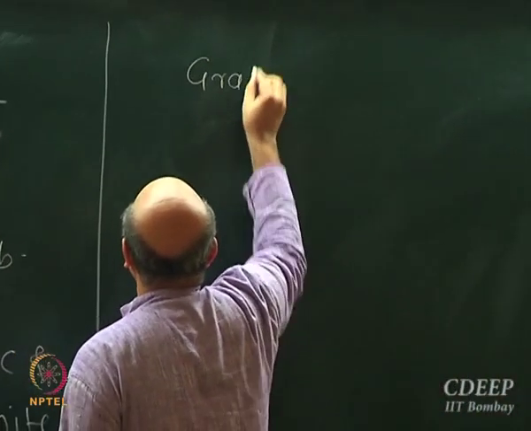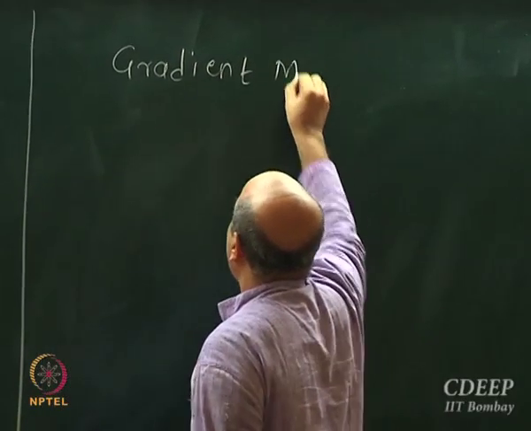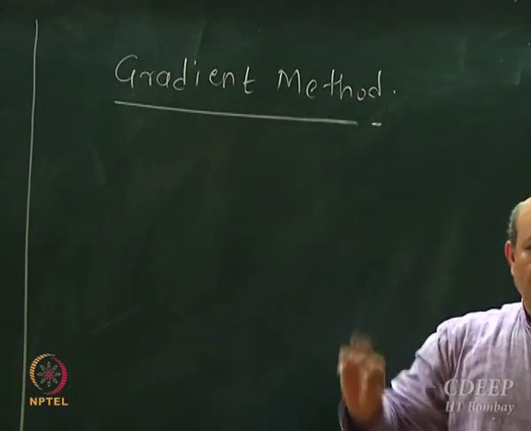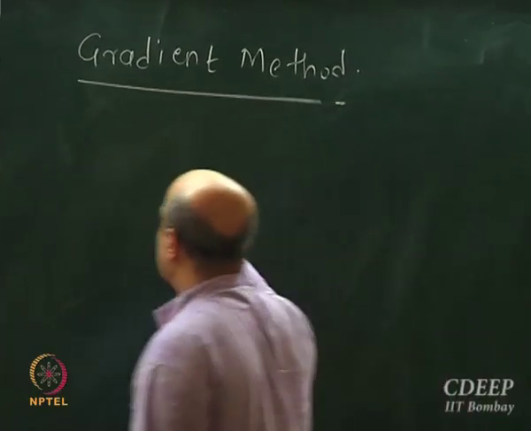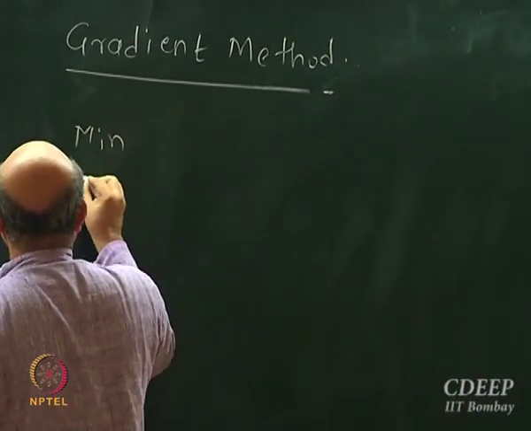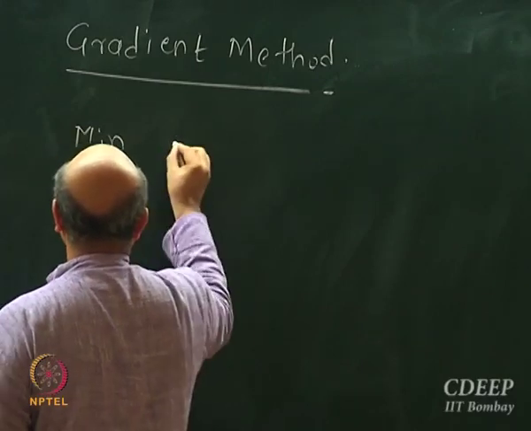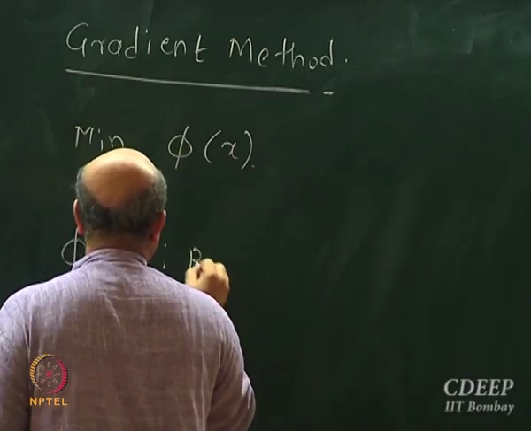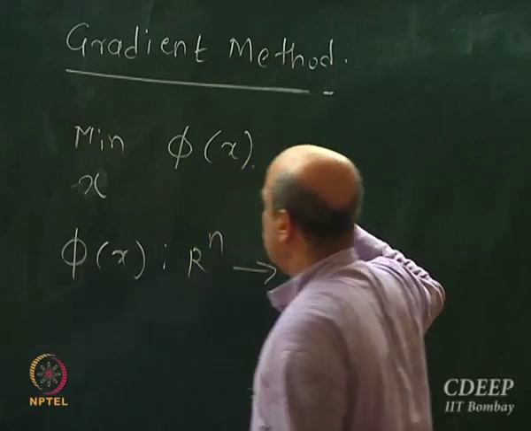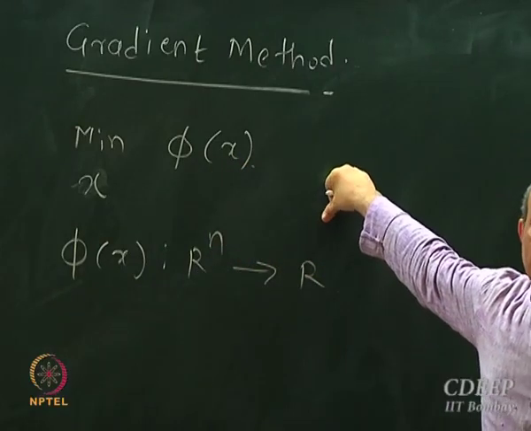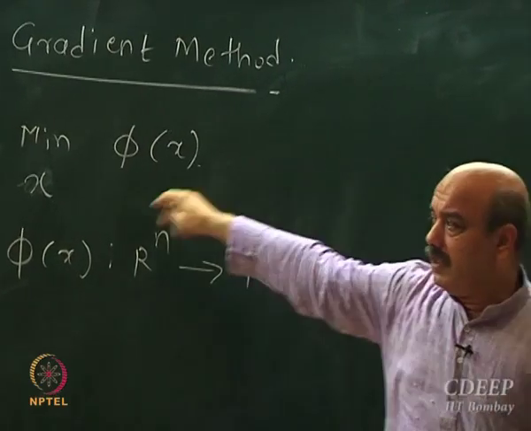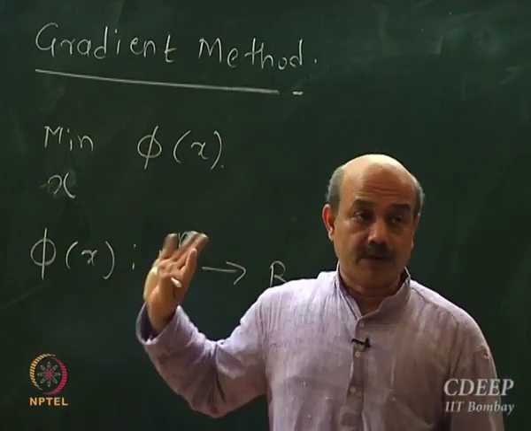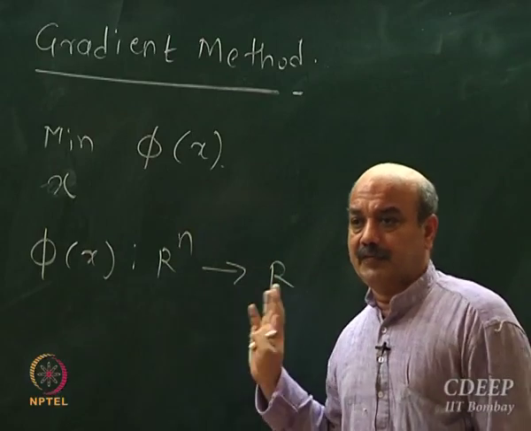So I'm going to do this gradient method, which is also called the steepest descent method. Right now, I am going to be worried about developing an iterative method for minimizing with respect to x some objective function phi(x), where phi is from Rn to R. Phi(x) is a scalar objective function, some scalar objective function. It need not be a norm. It need not be always positive, I am not worried about that.